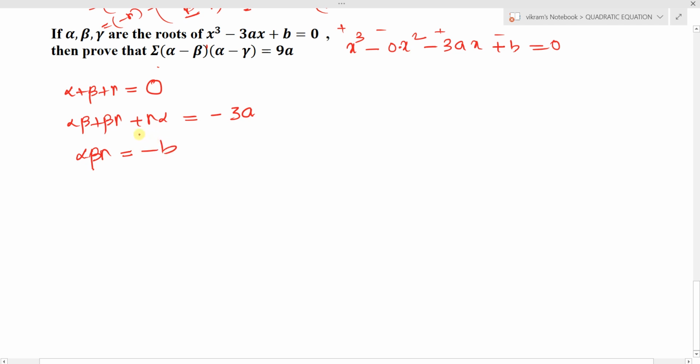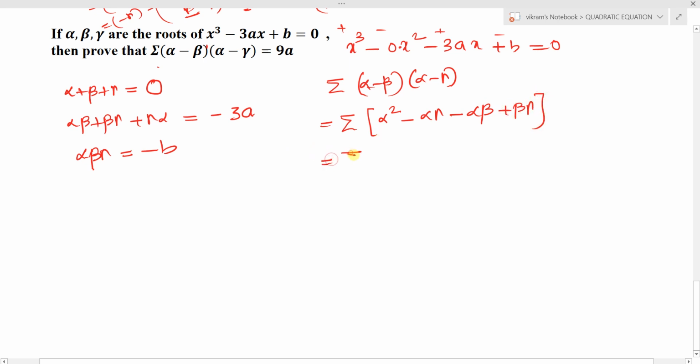Okay, now we need to simplify summation of alpha minus beta into alpha minus gamma. Right. Now if we simplify this summation, the product is alpha into alpha square minus alpha gamma minus alpha beta plus beta gamma. Then how to simplify this summation? We obtain this as alpha square minus alpha, if we take alpha, we can write this as beta plus gamma, plus beta gamma.